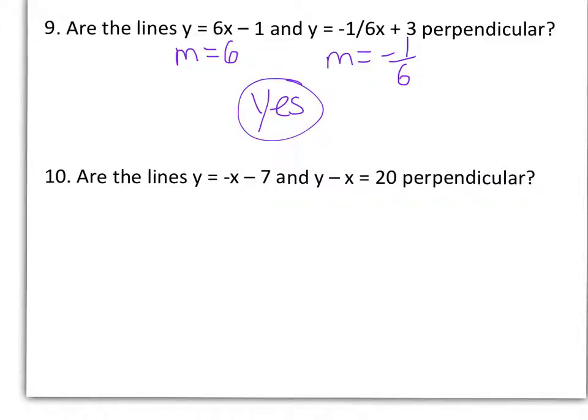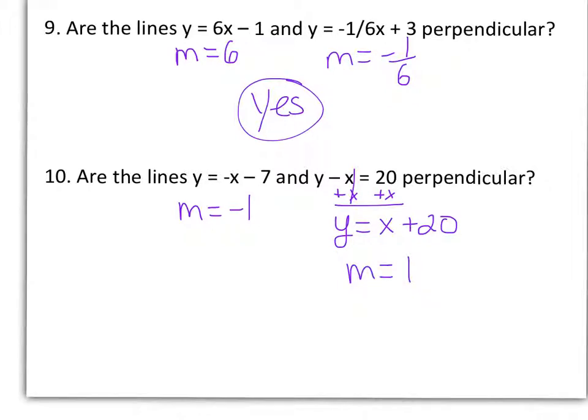In number 10, we have y equals negative x minus 7, and y minus x equals 20. So first line, my slope's negative 1. And the second one, I need to solve for y. So we can do that by adding x to both sides. And then I can identify my slope is a positive 1. So negative 1 and 1 are opposite reciprocals of one another. So again, yes, these two lines are also perpendicular.